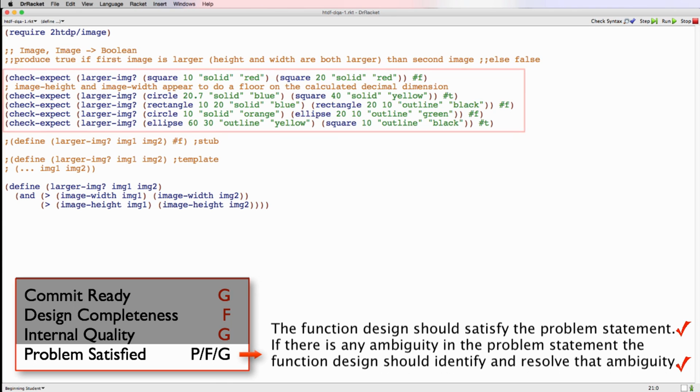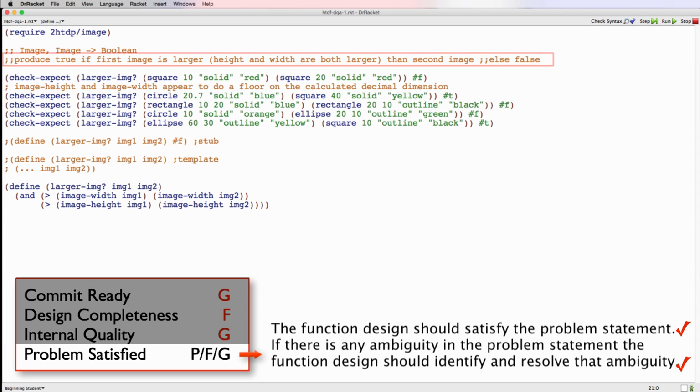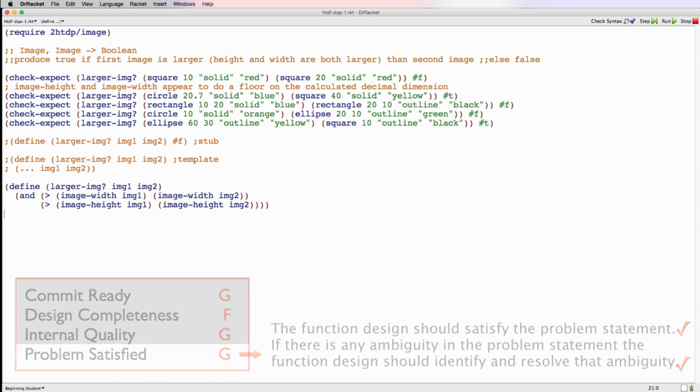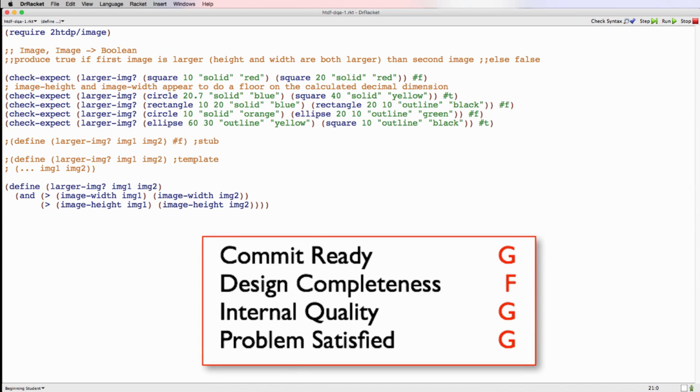They did it here by using the examples to help them surface the ambiguity and making very clear in the purpose what was going to happen here. So we're going to score this as good on satisfying the problem statement. So all in all, this is quite a good solution. It's good on commit ready, it's fair on completeness, it's good on internal quality, and it's good on satisfying the problem statement. If this was your solution, I would feel very, very happy with it.